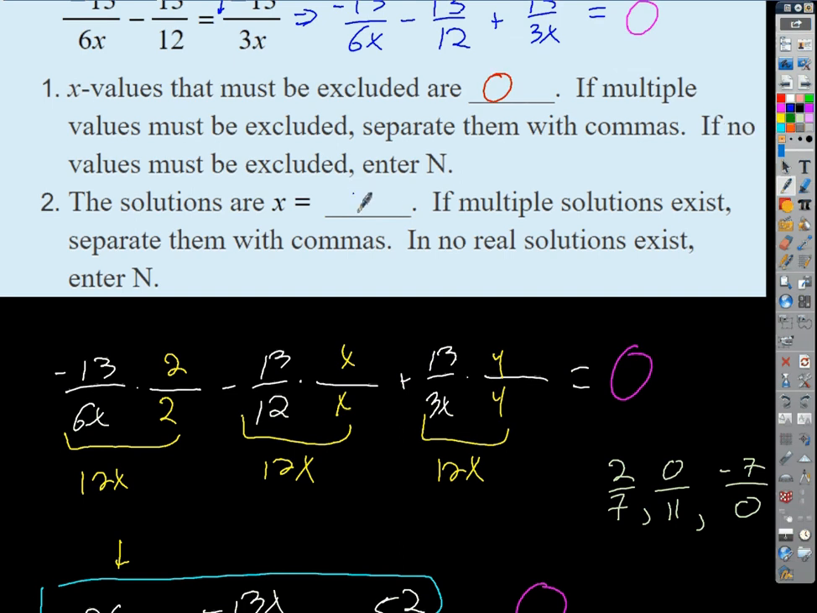Now I do have to always check and make sure that my solution is not also a value that's excluded, because if it is, it doesn't count. Then it's not a solution. Okay? So in this case, the single solution is x equals 2, and there's one value of x that we can't have in our domain. That's x equals 0. Okay?